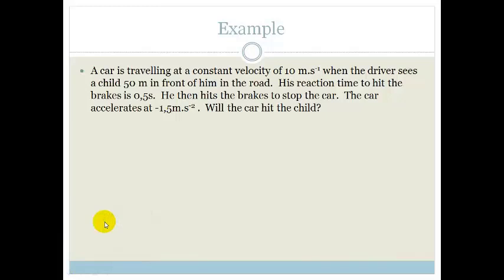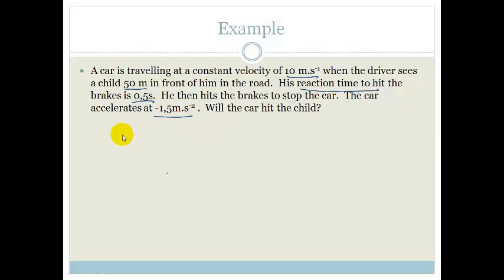A car is traveling at a constant velocity of 10 meters per second. When the driver sees a child 50 meters in front of him, his reaction time to hit the brakes is 0.5 seconds. He then hits the brakes to stop the car. The car accelerates at negative 1.5 meters per second squared. Will the car hit the child?